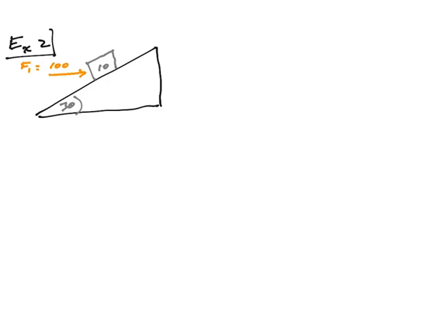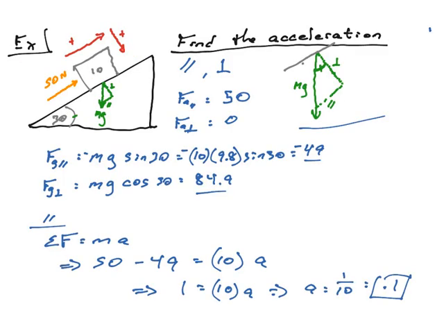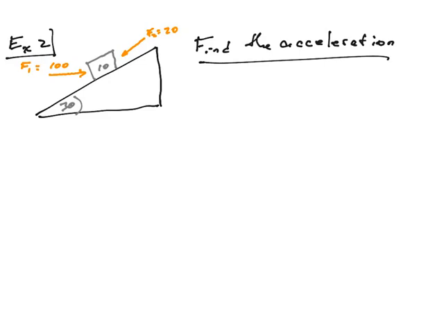Call it F1. And then there's another force, F2, of 20, and it points down the plane, down and to the left. For this problem, find the acceleration. Okay, so very similar to this problem. The difference being, in this one, there are two applied forces. The first one is being applied straight to the right, horizontally. The second one is being applied down and to the left along the plane, parallel.